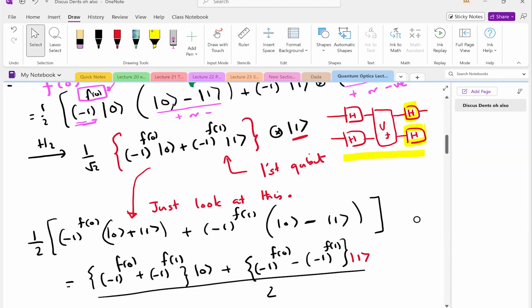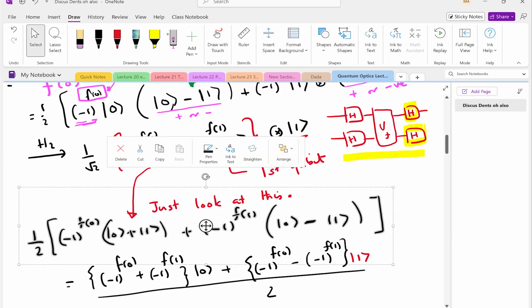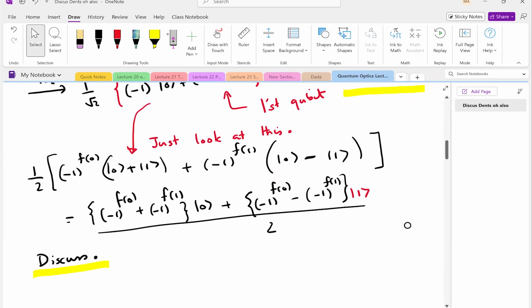If I just look at the first qubit and implement the Hadamard gate, ket 0 goes to 0 plus 1, ket 1 goes to 0 minus 1. Then I do the algebra, and the result is extremely simple. The result is that the term ket 0 picks up this phase.